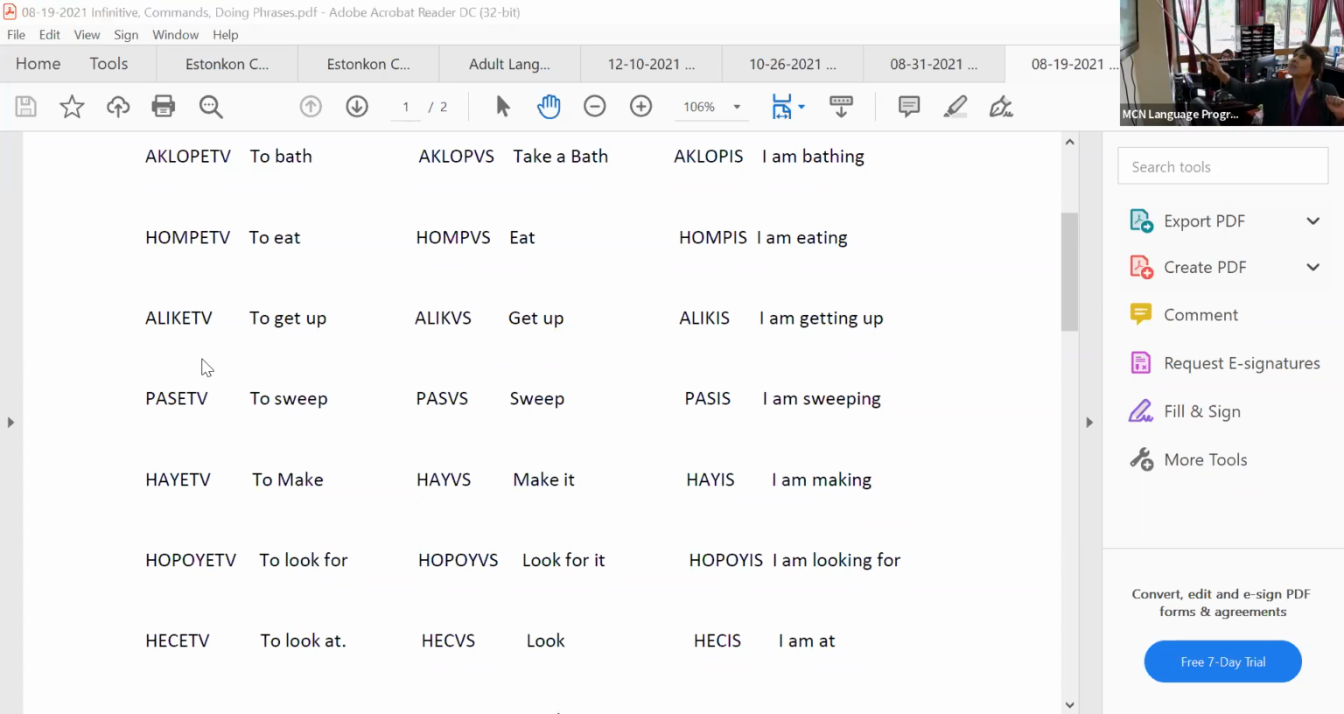Can we see the slide on the past, present, and future verb? Yeah, we will get to that. I have those, and they change.